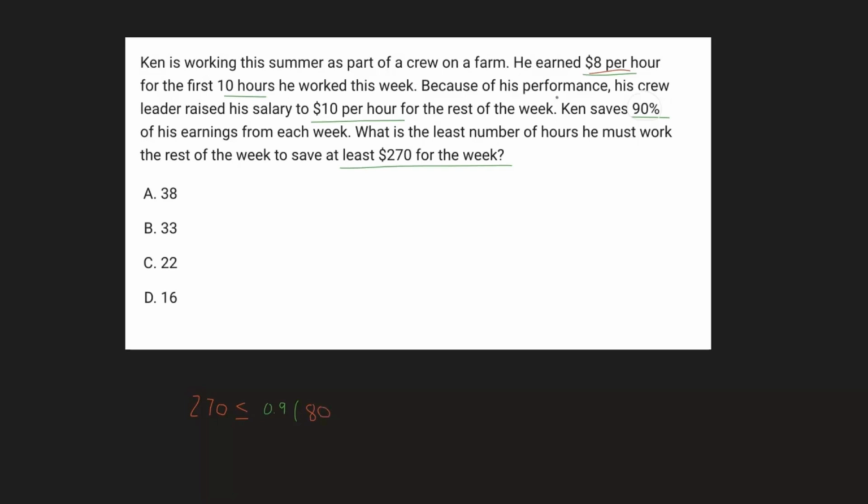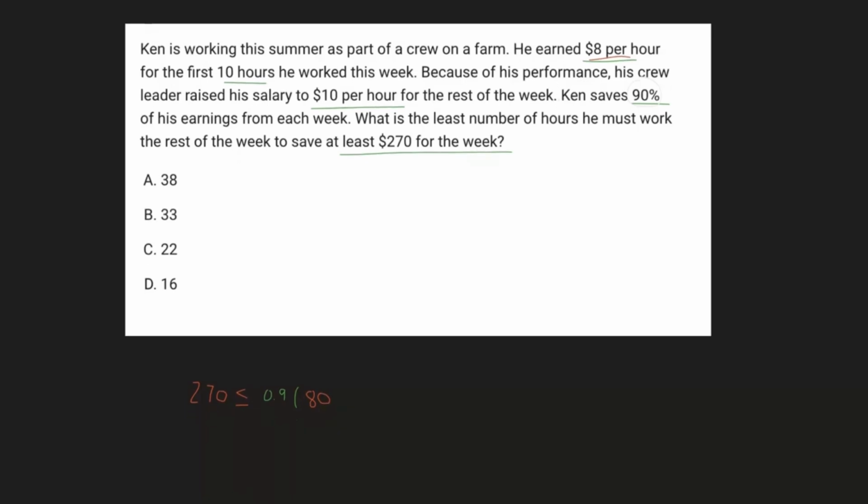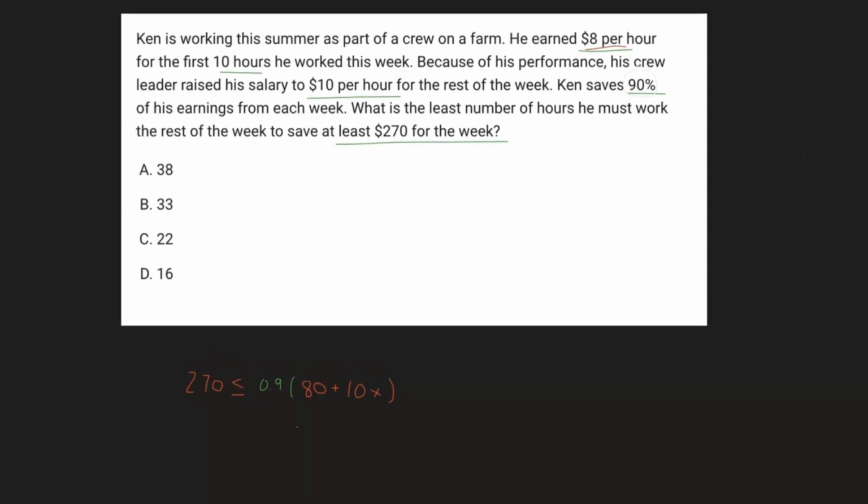But then his performance increased, and therefore his salary also increased. It says his crew leader raised his salary to $10 per hour. We don't know how many hours he's going to work at $10 an hour, but we know that he must work a certain amount of hours to save at least $270. Therefore, we can write this as plus 10, because that's the rate, and then we can just write X as the number of hours he works. And X in our case, in this inequality, will represent the least number of hours he must work to save at least $270. All right, so now we just want to simplify this inequality, right?